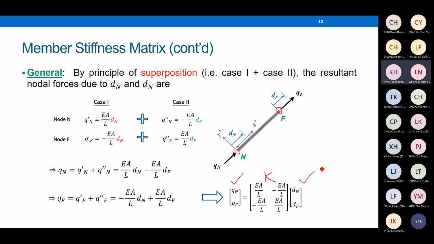We derive this equation with respect to the local coordinate system. So once you know the local coordinate system, you can use this equation to find out maybe the force or displacement of any truss member.